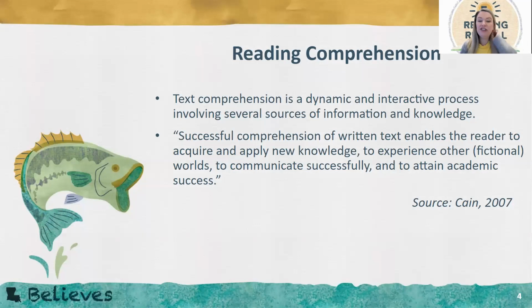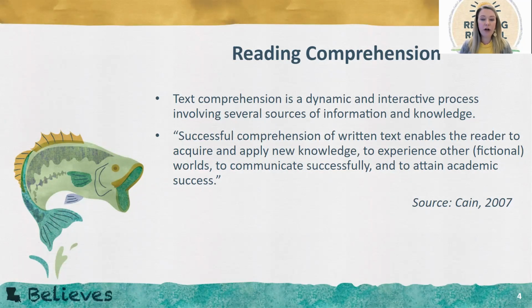So text comprehension is a dynamic and interactive process. It involves several sources of information and knowledge. And I want you to think, just real quick, even as you're reading the slide, what exactly is happening in your brain that allows you not just to decode the words, but to understand what I'm really saying, or what the words really say, and how complex that process is. By acknowledging that, and what makes it up, we can help reinforce students who need more support in reading comprehension. And this is a quote by Kate Cain.